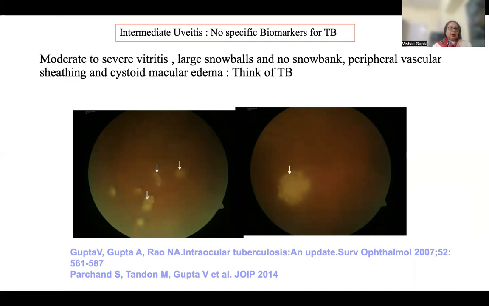So, intermediate uveitis having TB as an etiology is honestly not very common, and the response to anti-TB is not very great. So any patient with intermediate uveitis, if you have IGRA positive, don't jump on to treating straight away because it could just be an incidental positive IGRA.